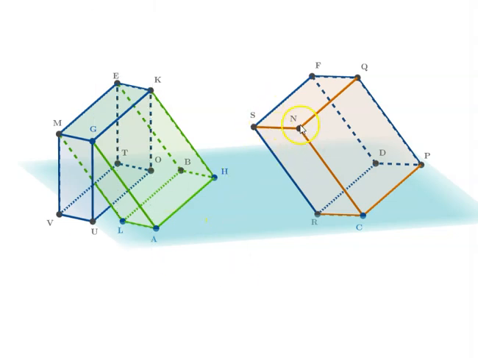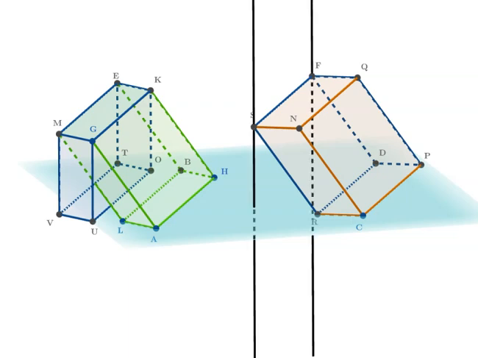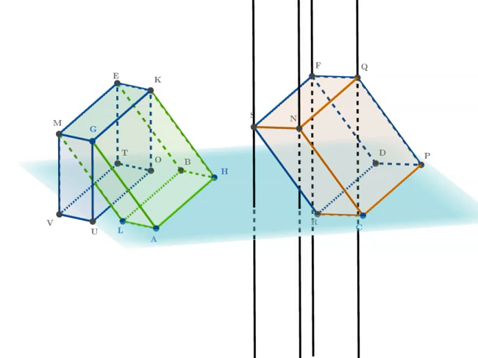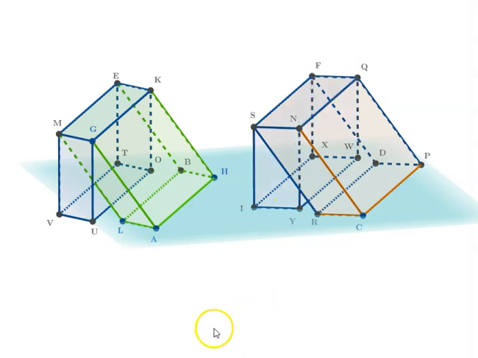Now, same thing we will do with respect to this solid as well. We draw perpendiculars from S, F, Q, and take the intersection of these lines with the plane of reference. And then we complete the solid and hide the perpendiculars. So that's the construction part. Now let's see how this helps us in proving that these two solids are equal.